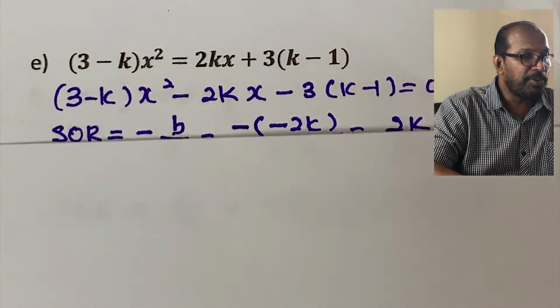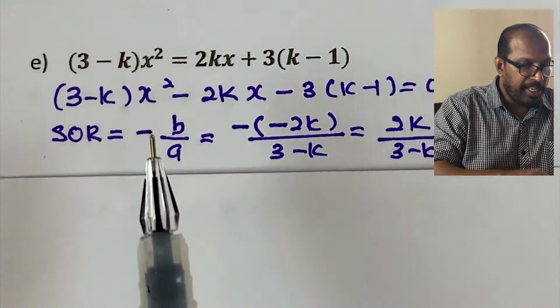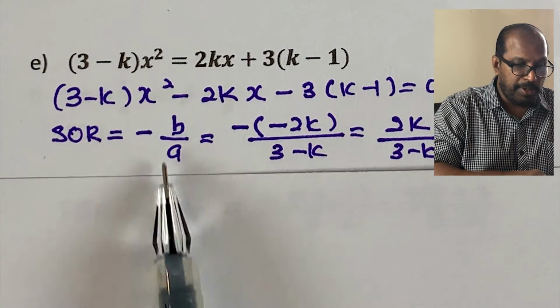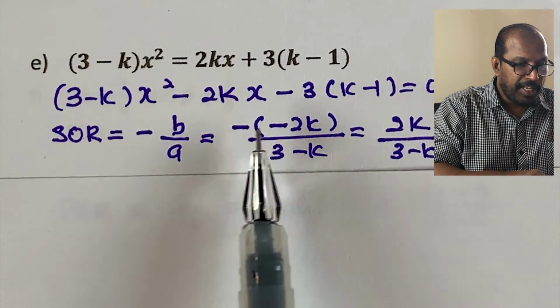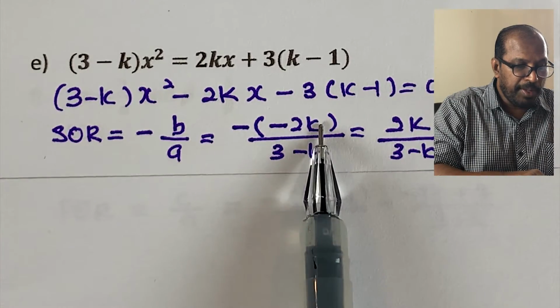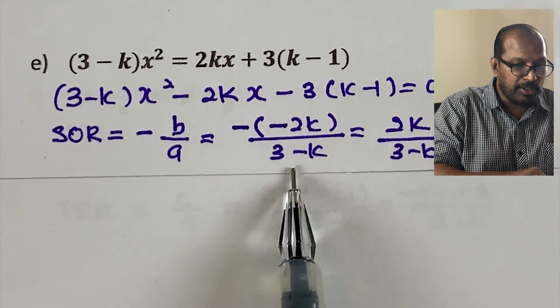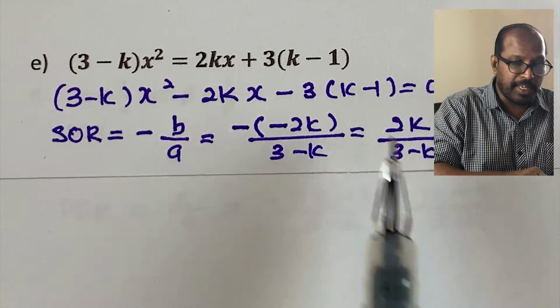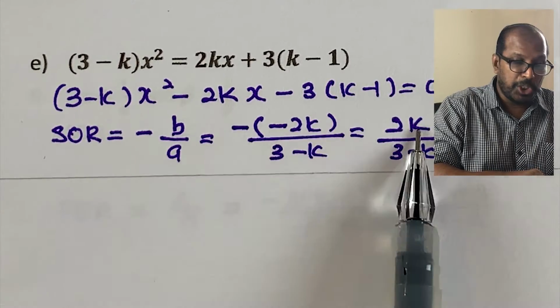So what is the sum of the roots? The sum of the roots is negative b over a. What is b? Negative 2k. So negative of negative 2k over a, which is 3 minus k. So you get 2k over 3 minus k, because negative times negative gives 2k.